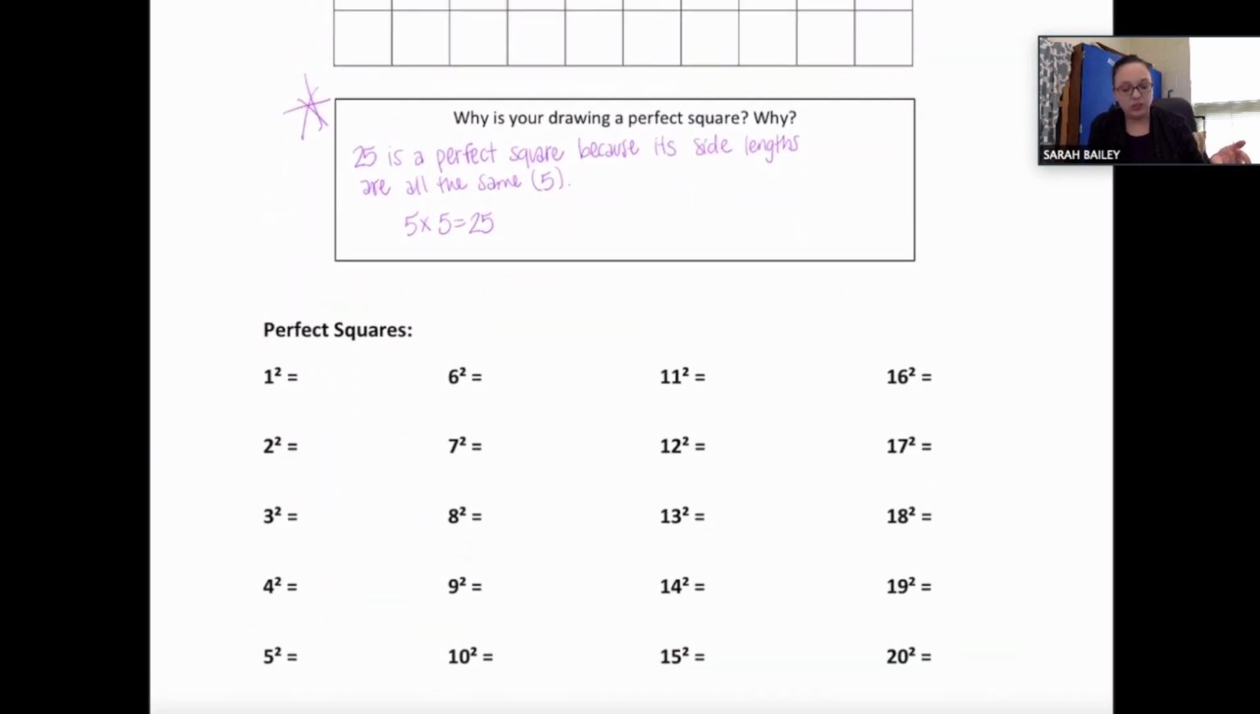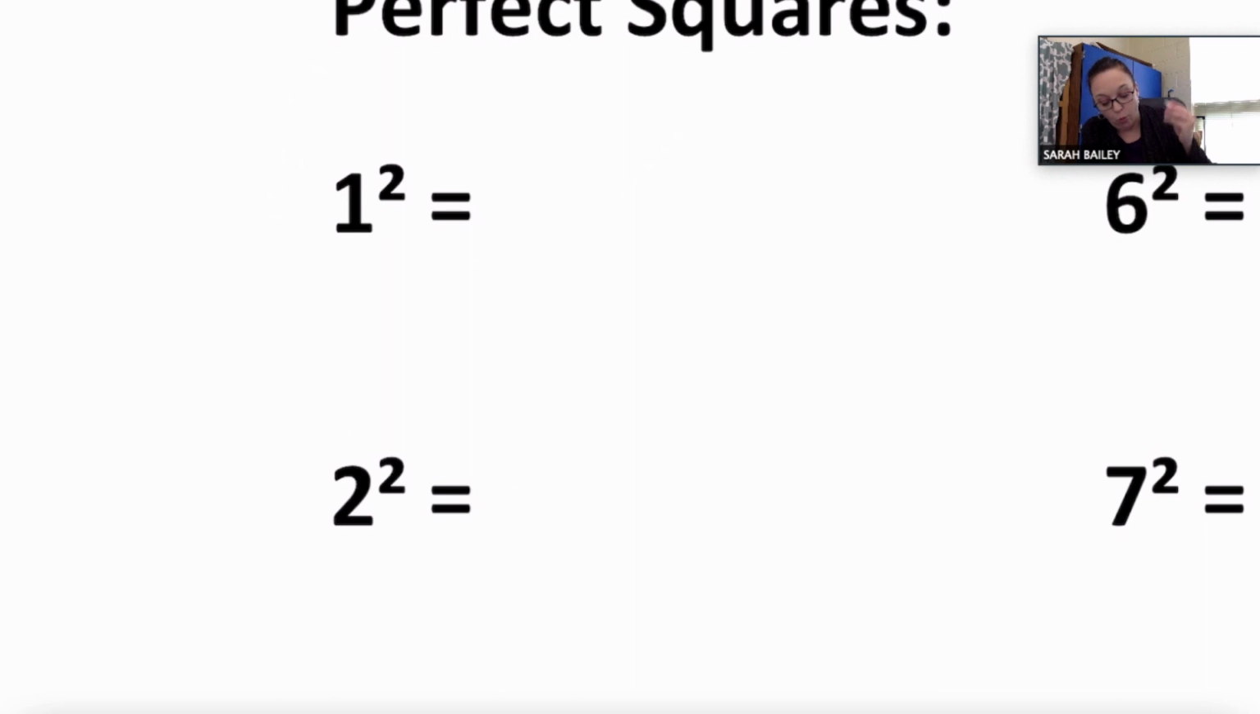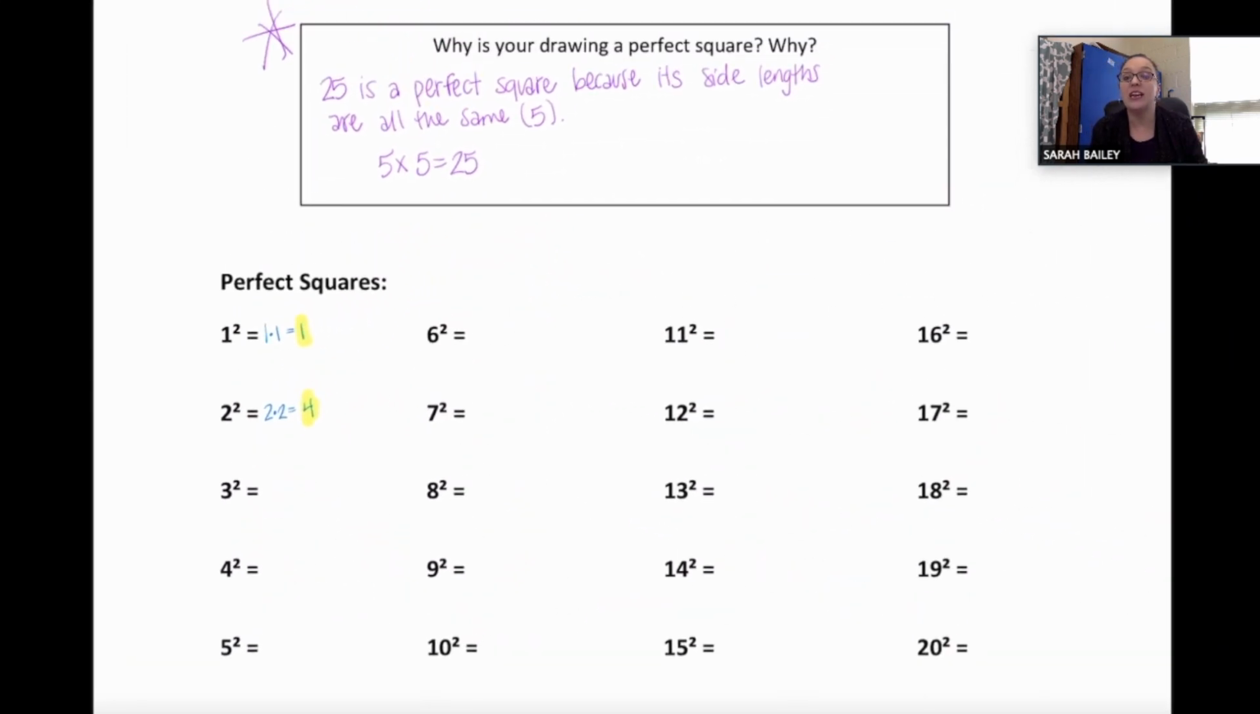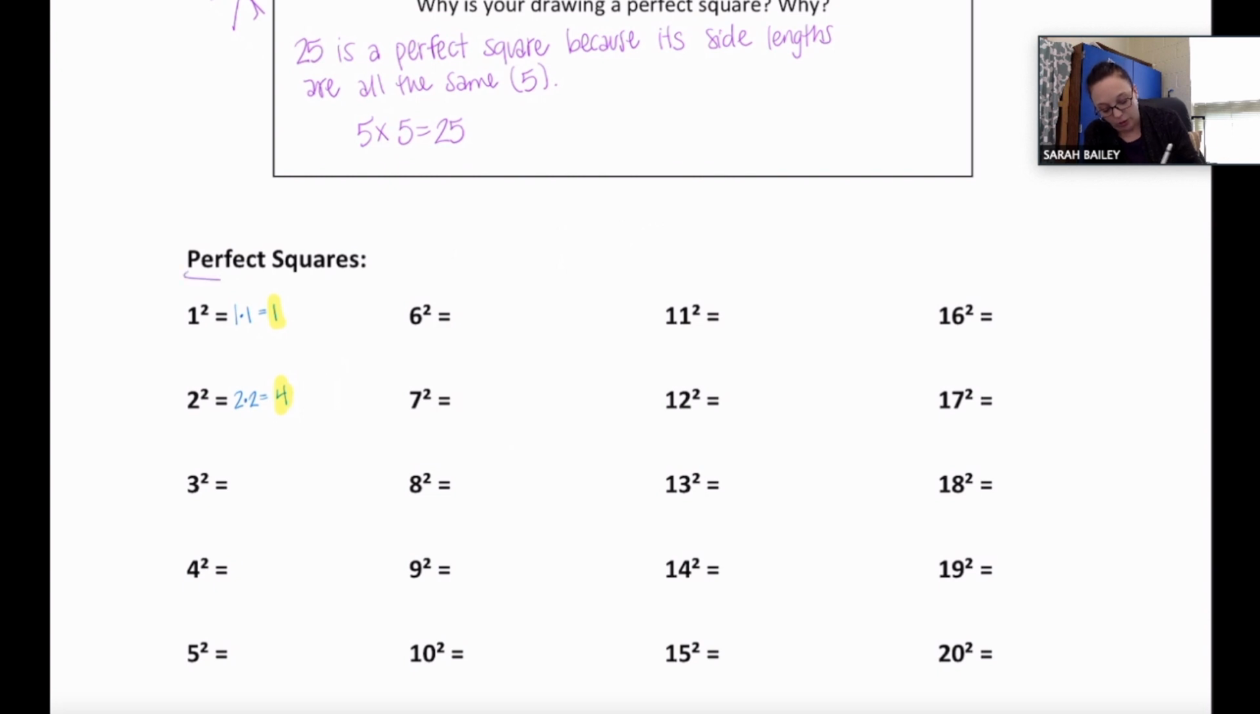So this is a list of perfect squares. Not the 1, the 2, the 3, the 4, the 5, but what is 1 squared? Remember that 1 squared means 1 times 1. I'm going to use the dot for multiplication. So 1 is a perfect square. 2 squared means 2 times 2, which is 4. So 4 is a perfect square, okay? So I want you to go ahead and finish filling out the perfect squares. Pause the video and finish filling this out, and then we'll check back.